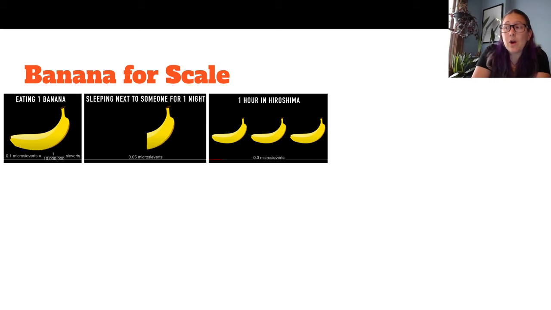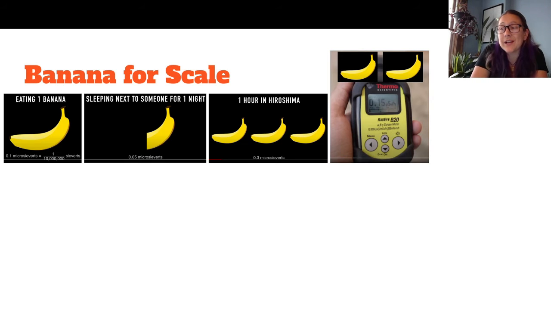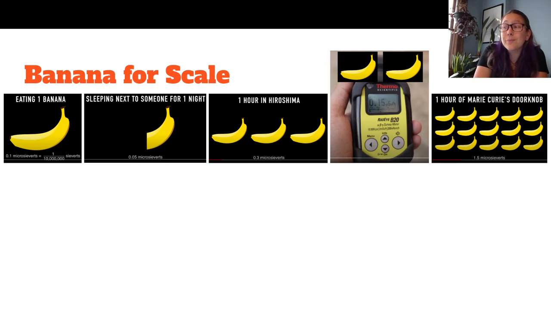Traveling to Japan and walking around Hiroshima means that you'll get about 3 bananas worth of radiation, which is totally fine because that's only a little bit more than the amount of radiation you're normally exposed to, which walking around in an everyday world is about 0.15 microsieverts. So again, not a big deal. That's about 2 bananas worth of radiation. There are, of course, other places where you're going to be exposed to more radiation.